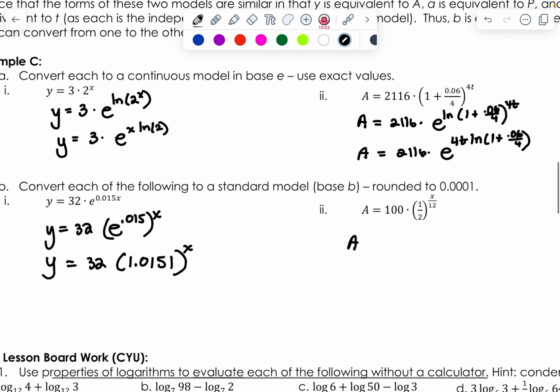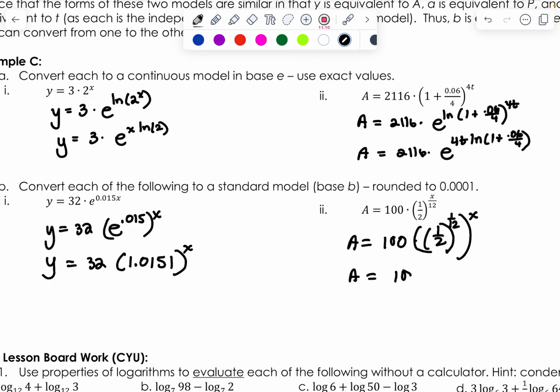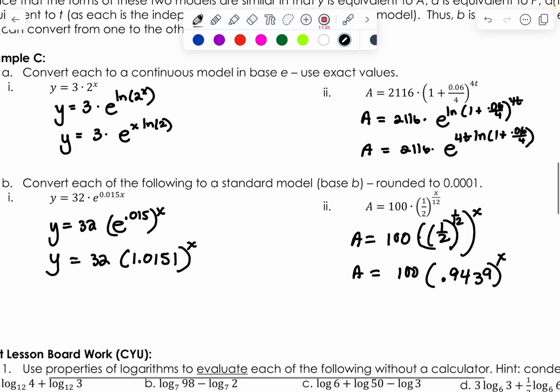All right, then here, I'm going to do 1/2, and I'm going to change that to the 1/12 power to the x. Okay, and then, because that's my power to a power, I'm getting 0.9439 to the x. And there you have it.